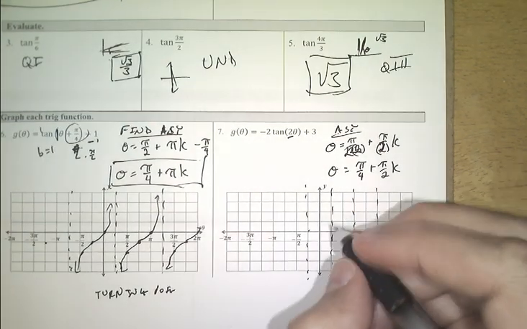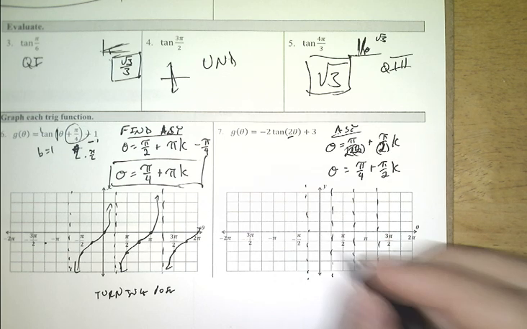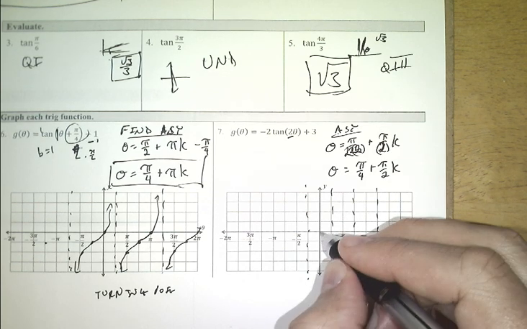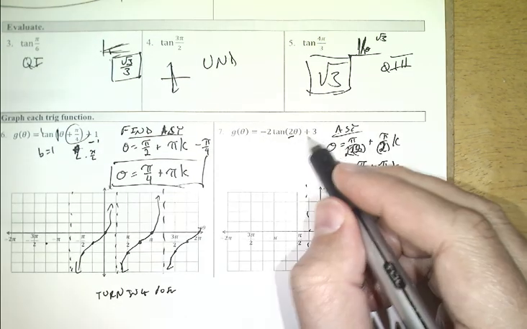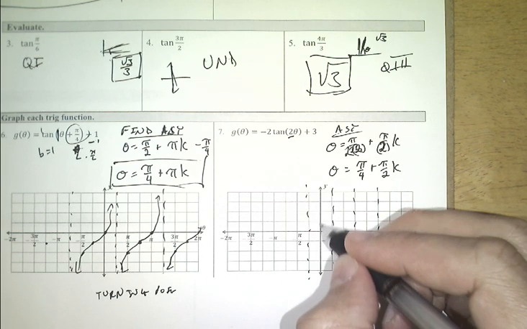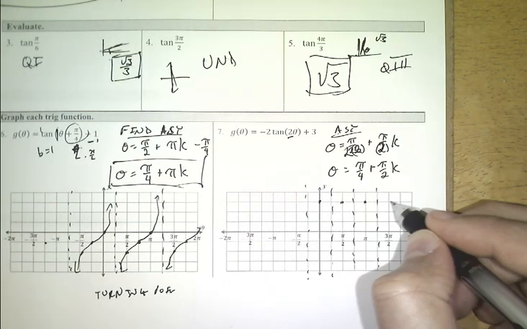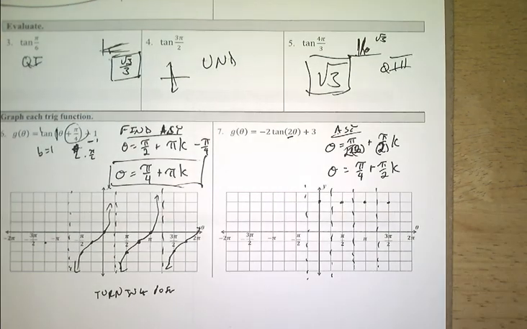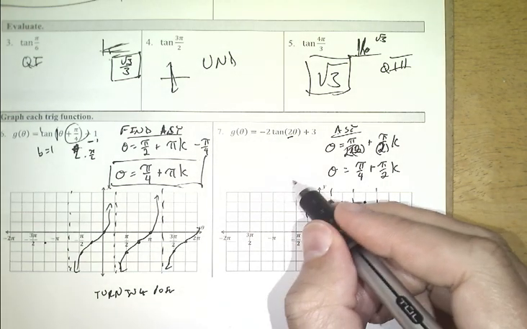Now, the turning point is usually on 0, 0, or the midline here. And multiplying 0 times 2 will do nothing. But we want to add 3, so we have to go up 3. So 1, 2, 3. So we'll have that at every pi over 2 apart. And it would go back here as well.